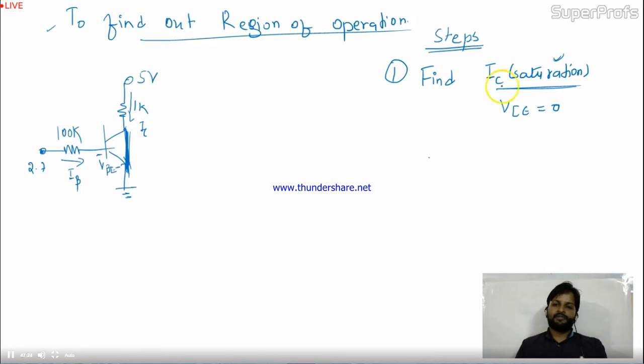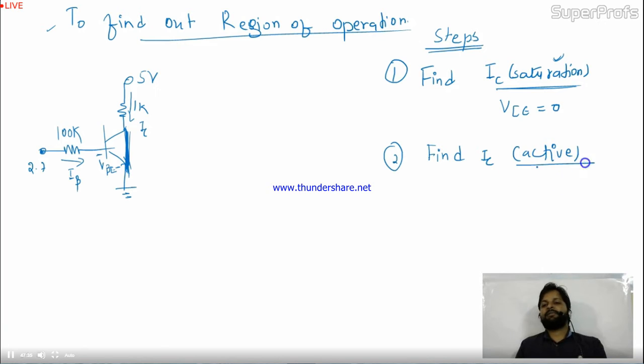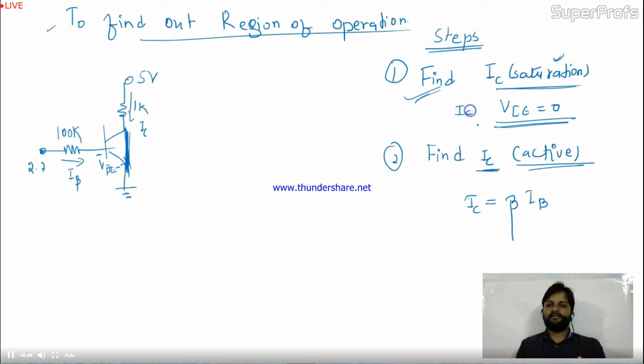So now suppose you have found IC saturation. Second, you have to find IC active. IC active totally depends on IB, or not, tell me. Who is controlling IC? IB is controlling IC. So the active collector current, as we have seen in the formula, is IC equals beta times IB. Is it okay or not? So by this procedure, in saturation, by applying VCE equal to 0, you find IC.